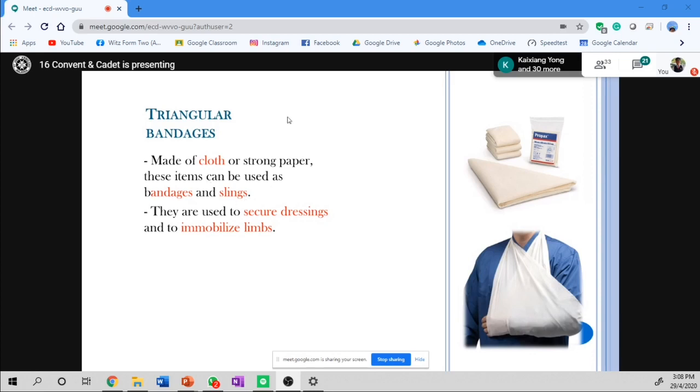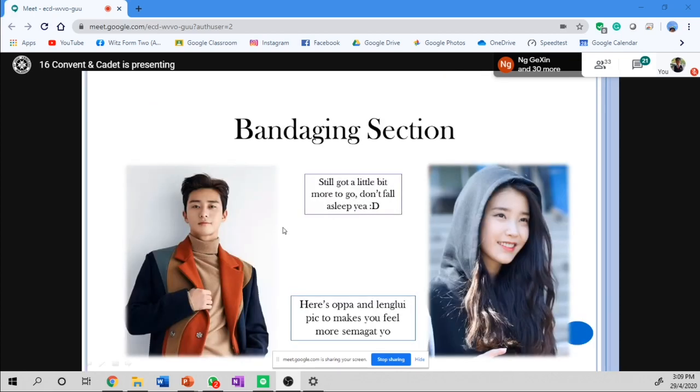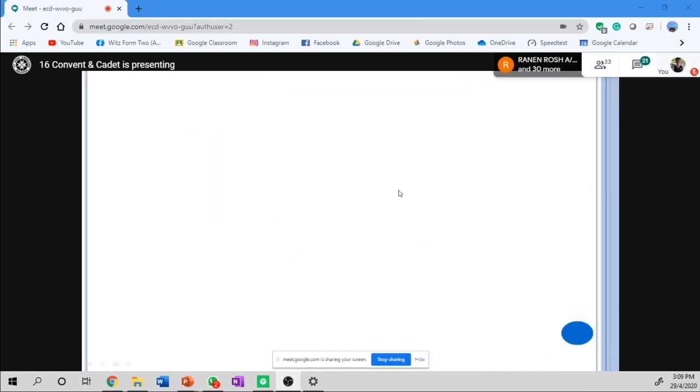A sling is like this one, where you support the arm. This is called a sling. They are used to secure dressing and to immobilize limbs. Immobilize means prevent from moving, also giving support. This one for the practical part I will tell you later on.